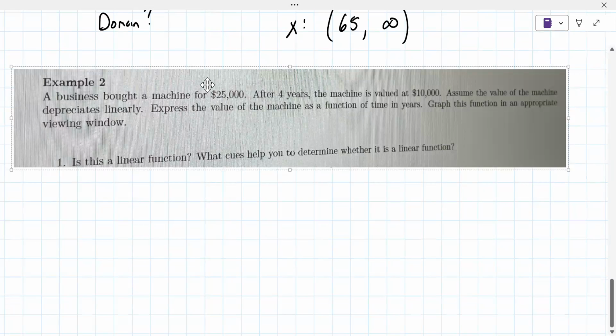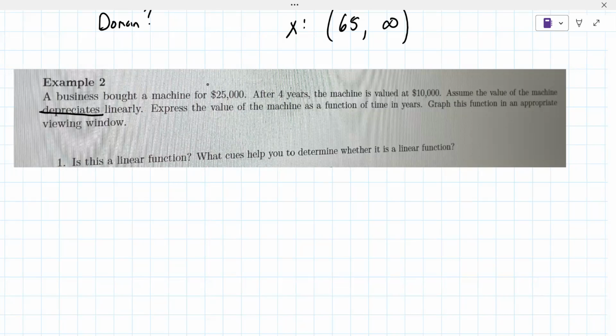All right. So example number 2: a business bought a machine for $25,000. After 4 years, the machine is valued at $10,000. Assume the value of the machine depreciates linearly. So depreciates means that it goes down in price, and it just depends on how much time.